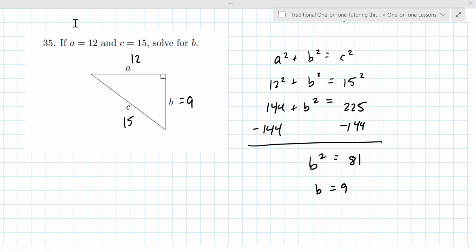What is this lesson called, by the way? This is the Pythagorean theorem. Pythagorean Theorem. Yep. But then you're going to see that in 10th grade geometry. Yes, sir. Yes, you're going to see that.